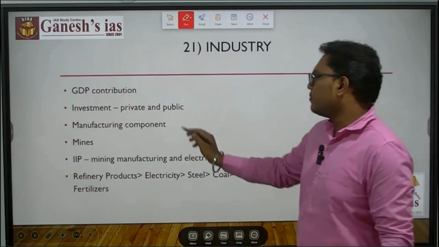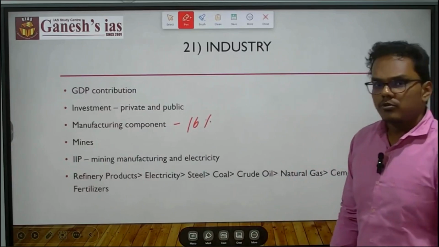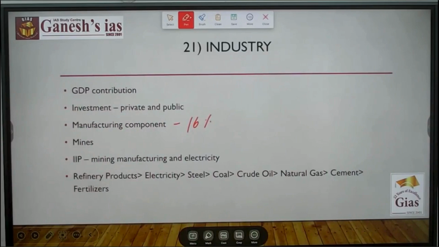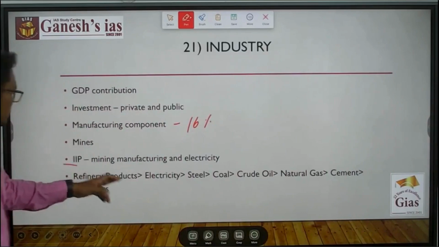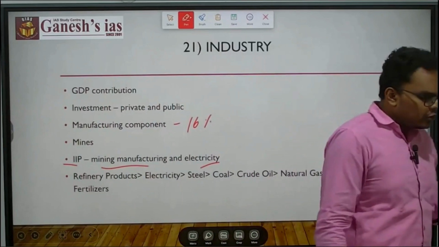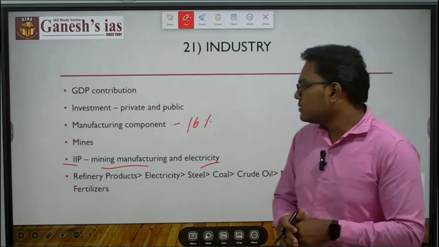And what's the component of manufacturing? Your manufacturing is roughly a 16% contribution, and then how mines is contributing. And then you need to know what the index of industrial production is. This is asked. This is a favorite question for UPSC, and in some of your mock tests also you might have expected such questions.